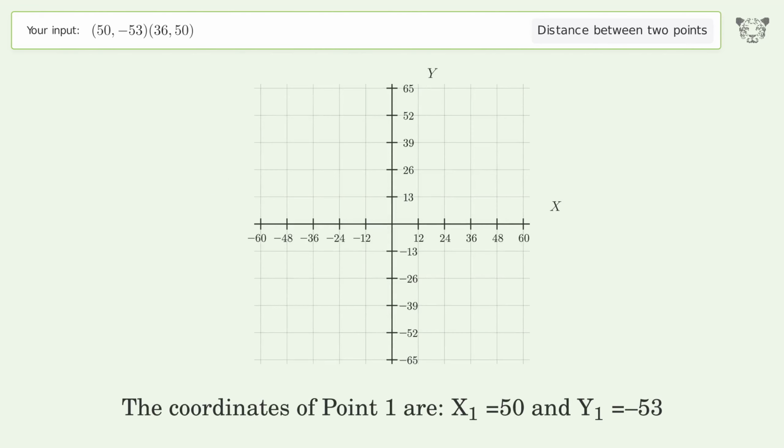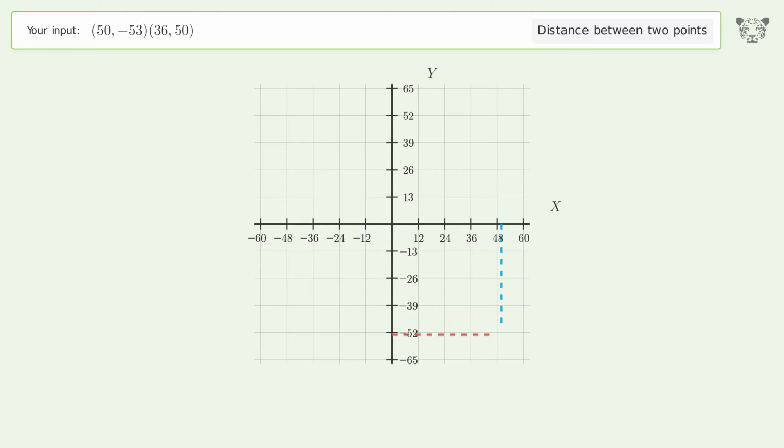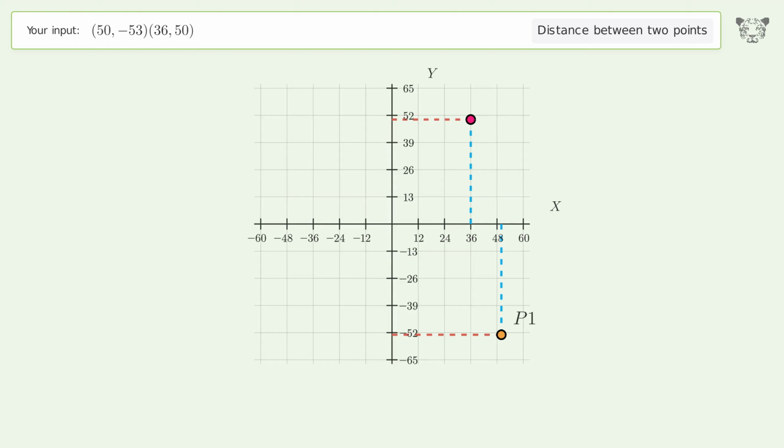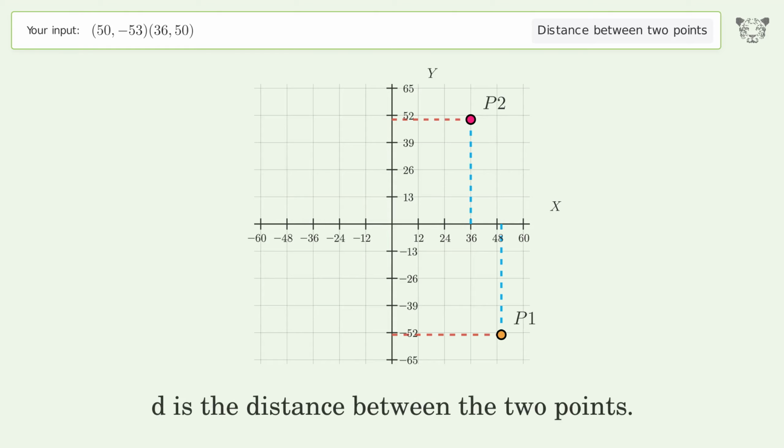The coordinates of point 1 are, x1 equals 50 and y1 equals negative 53. The coordinates of point 2 are, x2 equals 36 and y2 equals 50. D is the distance between the 2 points.